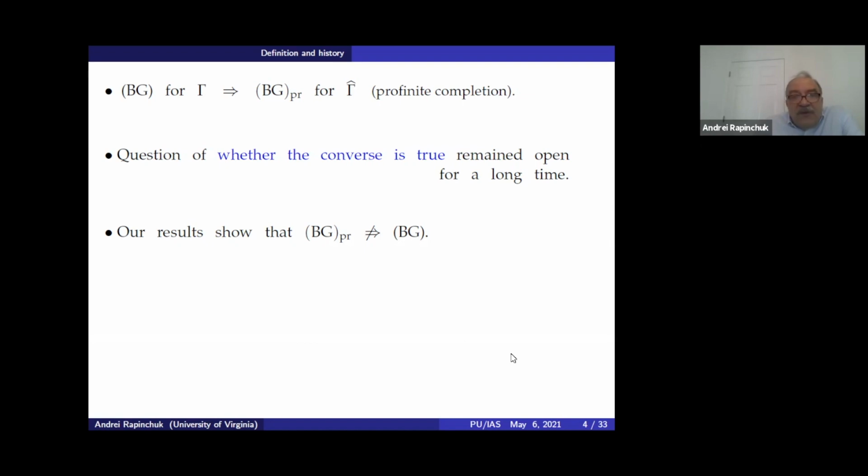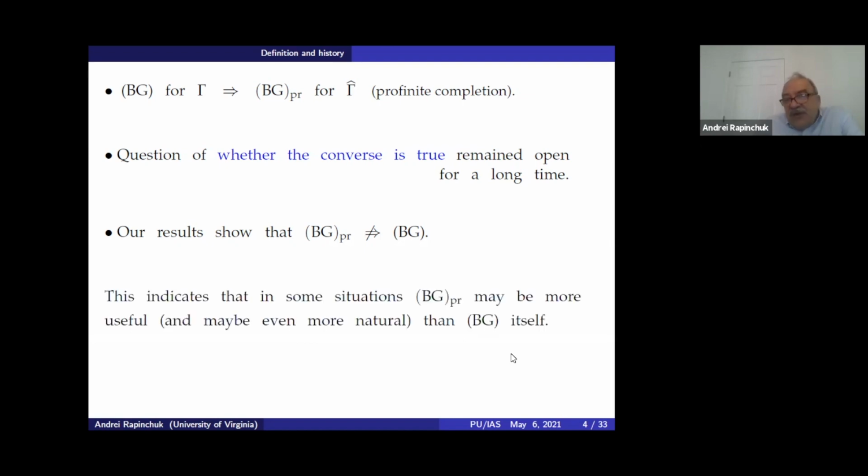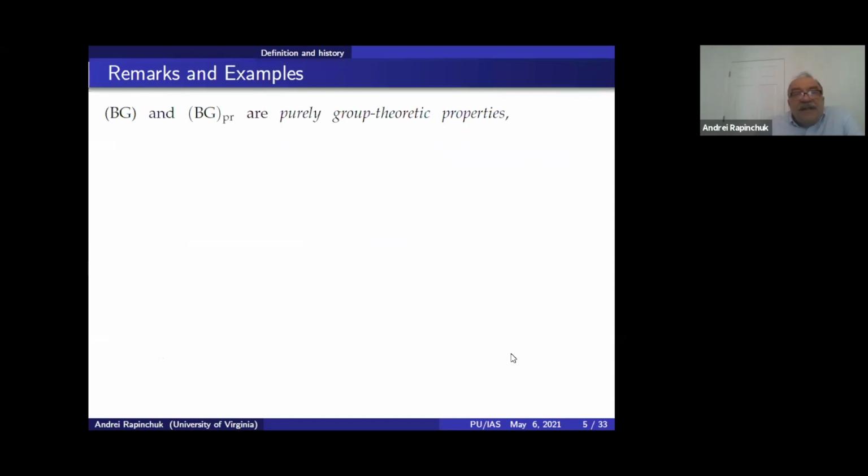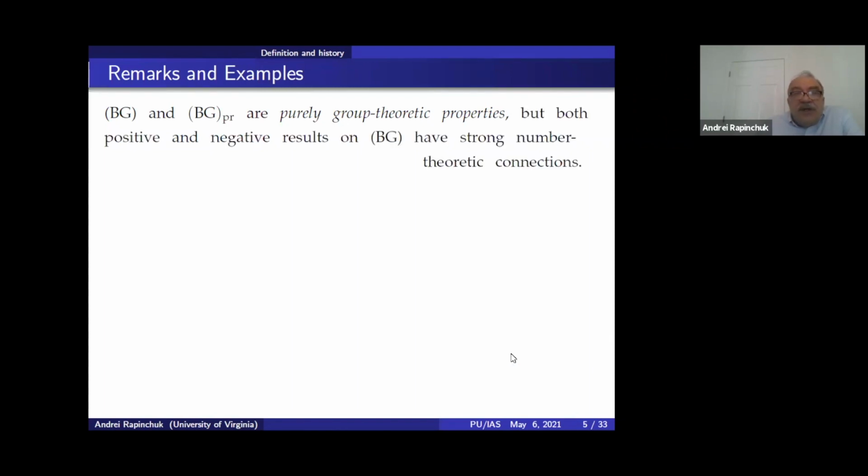And one can view this as some kind of indication that, in fact, in some situations, profinite bounded generation may be even more useful than discrete bounded generation. And I will get to this in the end of my talk, but in the major part of the talk, we'll be talking only about bounded generation for discrete groups. Also, while bounded generation is obviously a purely group theoretic property, as we will see in this talk, both positive and negative results of bounded generation have very strong number theoretic connection. And this, at least to some extent, justifies my giving this talk in the number theory seminar.